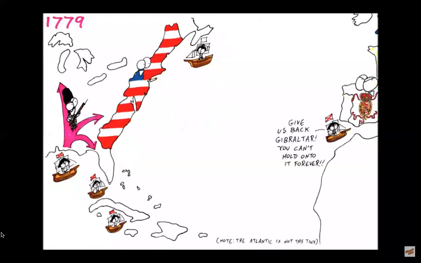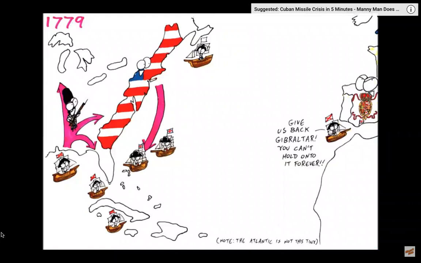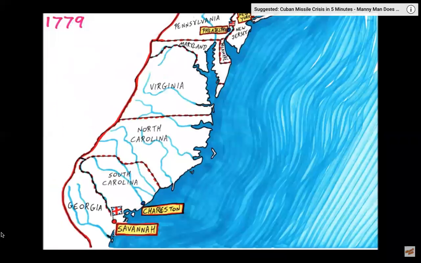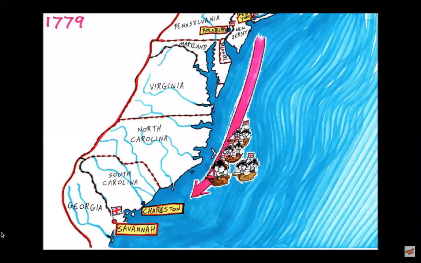French and Spanish threats elsewhere in the world, such as the West Indies, were forcing the British to remove soldiers from North America. The war in the North ultimately slowed to a stalemate. The British then looked south. Clinton left New York to hopefully get a stronger foothold in the South and more support from loyalists.